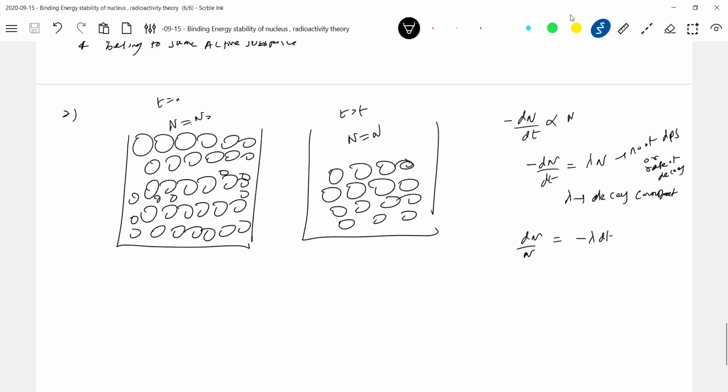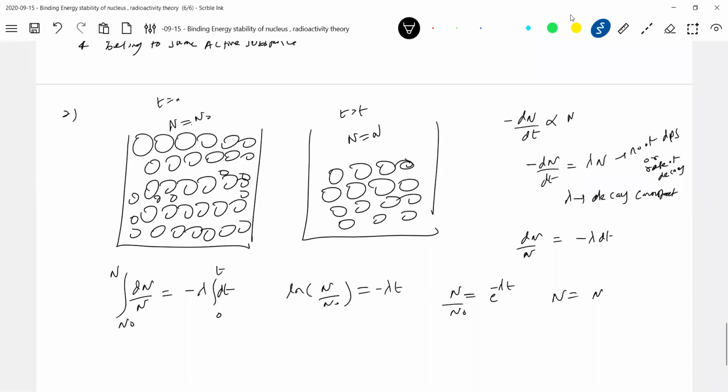So let's integrate now. This will be dN by N equal to minus lambda into dt. At t equals 0, what is the number? N naught. At any instant of time, let it be N. So this will become log of N by N naught equal to minus lambda t, or N by N naught equal to e to the power of minus lambda t, and N is equal to N naught e to the power of minus lambda t.